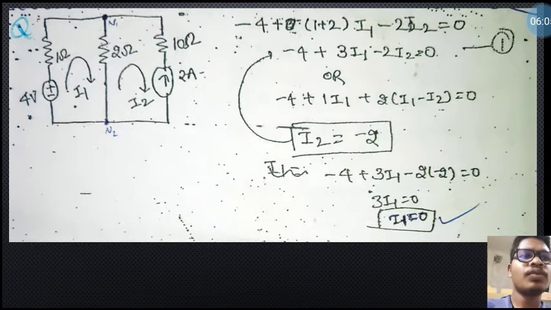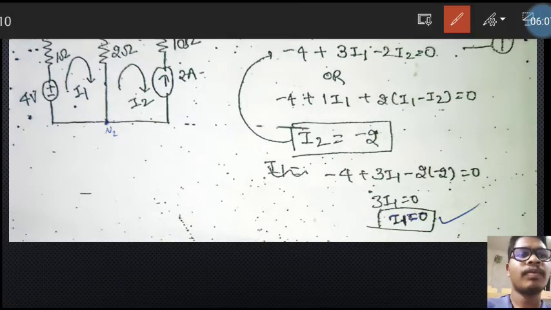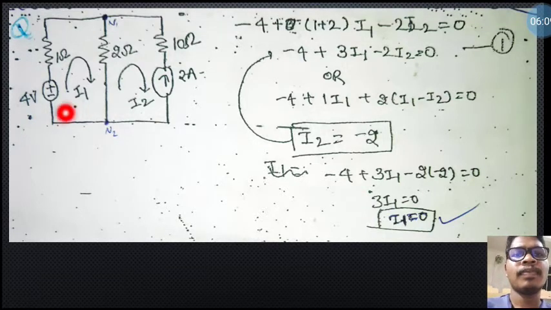See, there is a 2 loop, a 3 loop. This is one loop, and this is one loop, and this is another big loop. So here 2 meshes will be formed. This is the one mesh and this is the other mesh. Two meshes, that means 2 equations will be formed there.